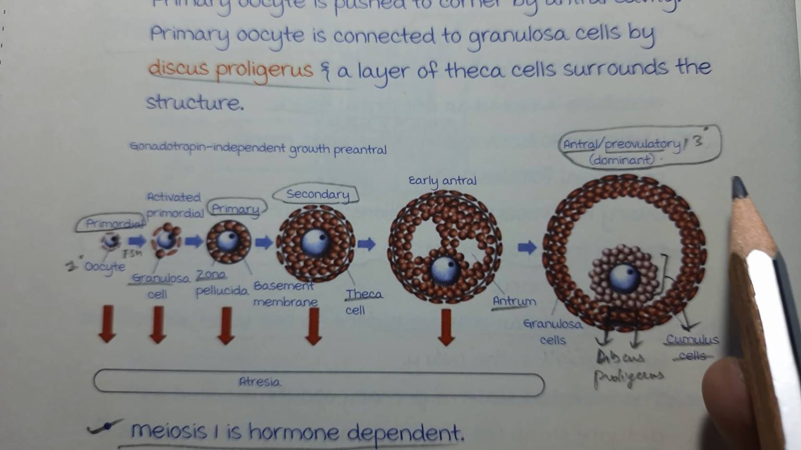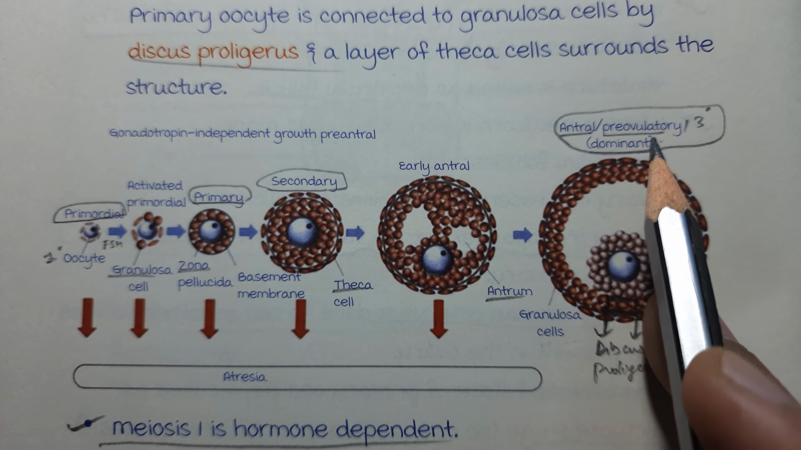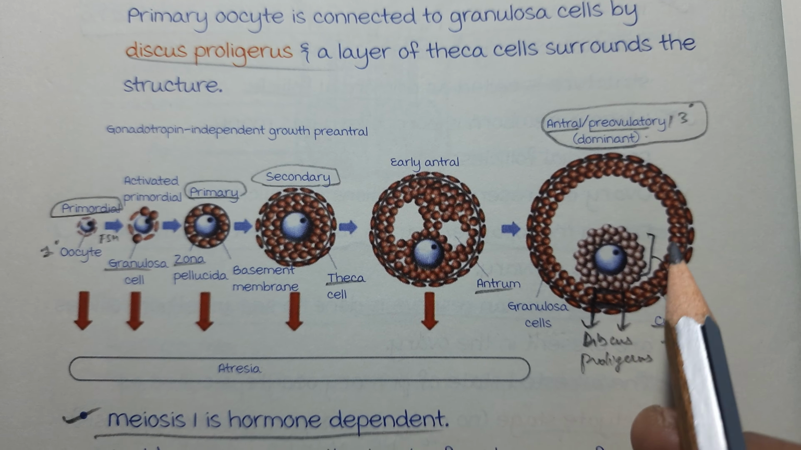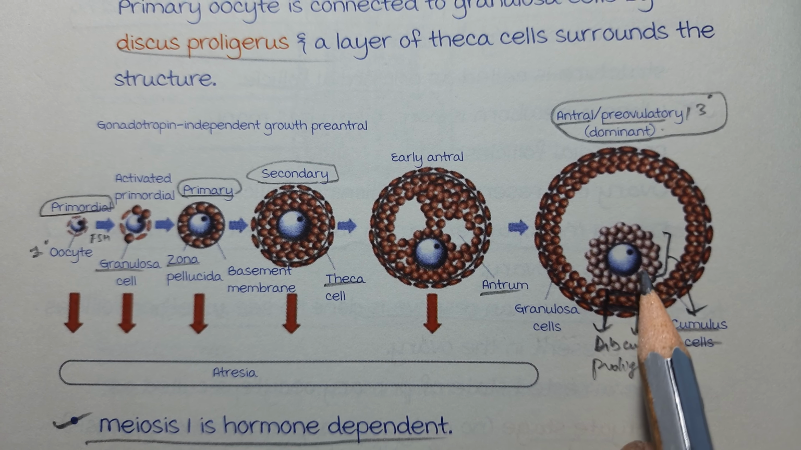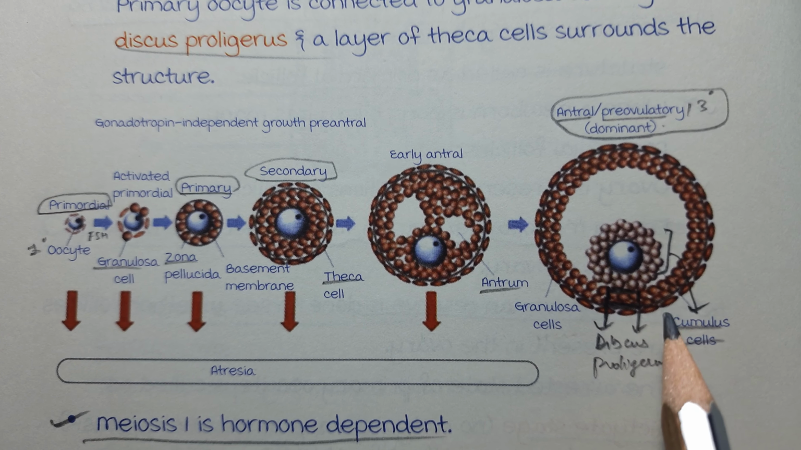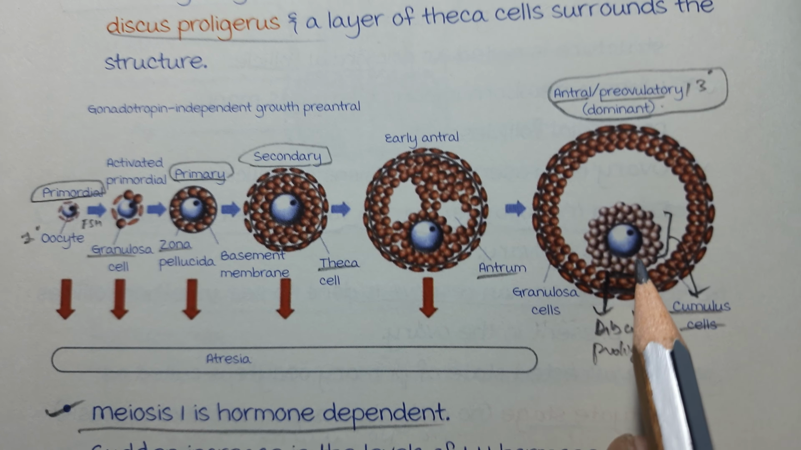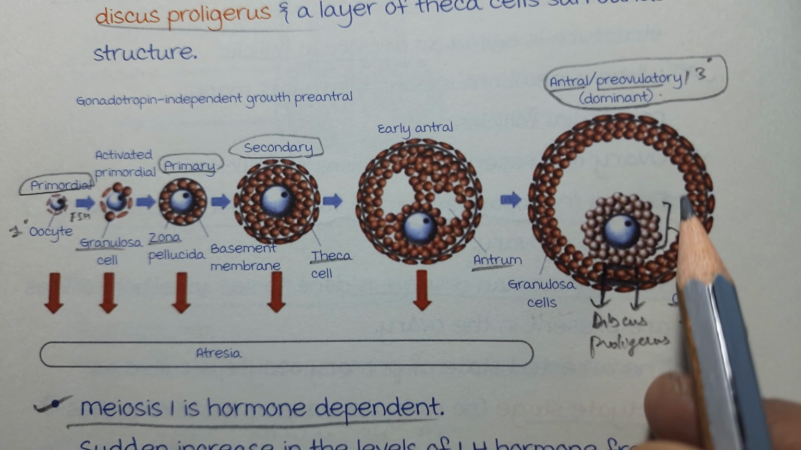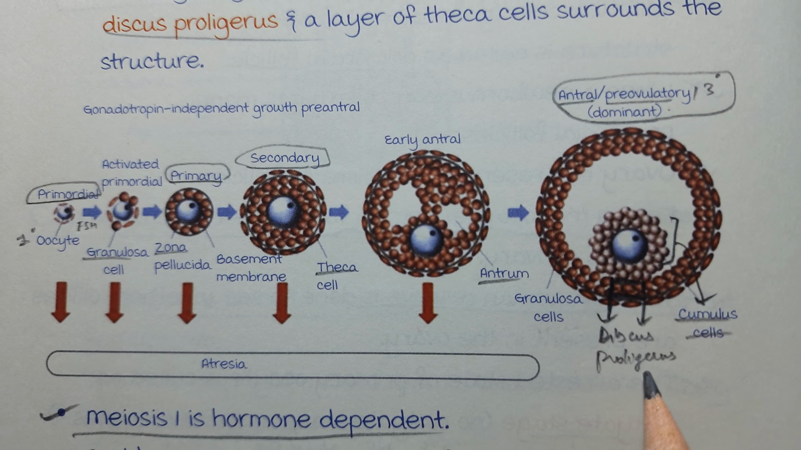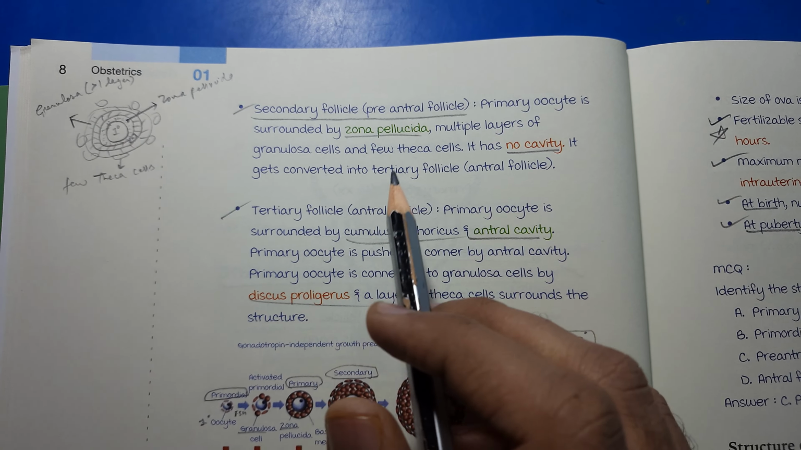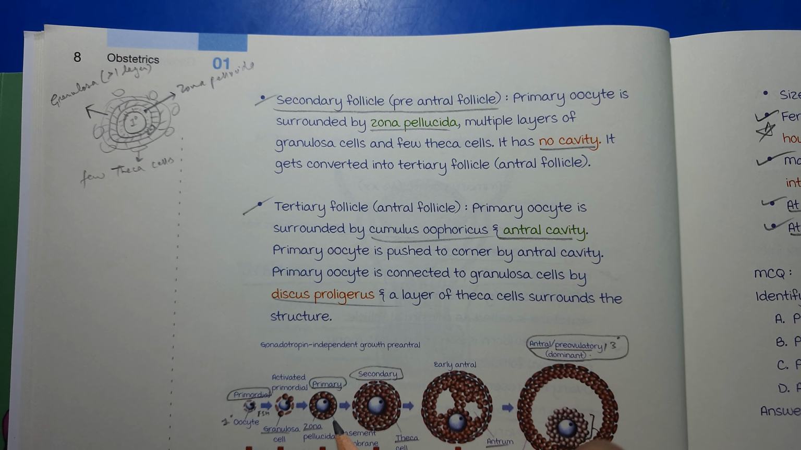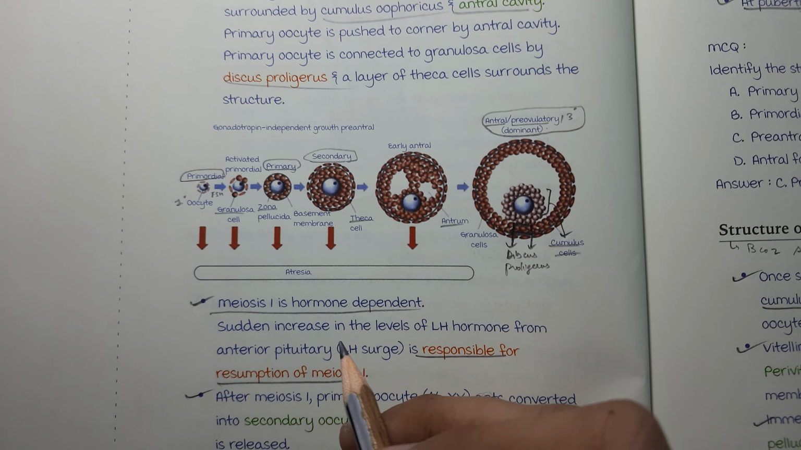Then comes the tertiary follicle, or pre-ovulatory follicle, or dominant follicle, or antral follicle. What happens is there is development of a cavity. The cells that surround the primary oocyte also divide into two groups. The ones in the vicinity of the primary oocyte are called the cumulus oophorus, and the cells that connect the cumulus to the whole granulosa layer are called the discus proligerus. This is done by FSH.